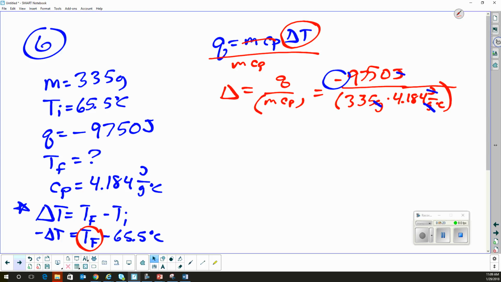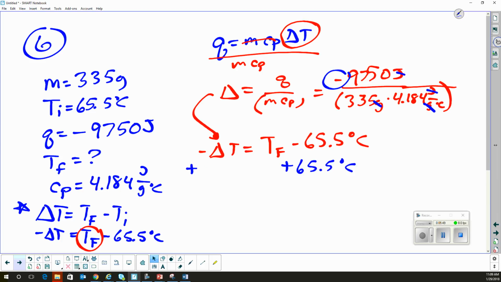Okay? So you're going to have to do a little bit of calculations. Negative delta T, whatever it was from up here, comes in here, and T final minus 65.5 degrees Celsius. I've had a lot of kids try and multiply or divide both sides by that. Guys, it's adding. All you have to do is add 65.5 degrees Celsius to both sides. Over here, it cancels out. Over here, you'll end up with what TF is.